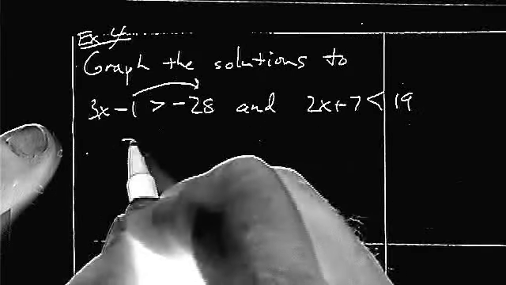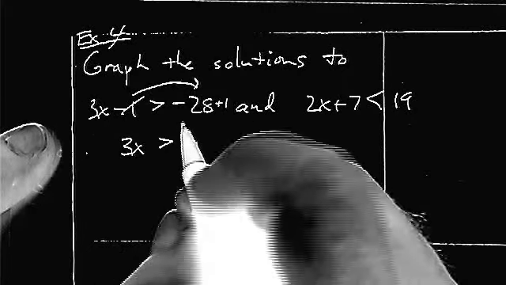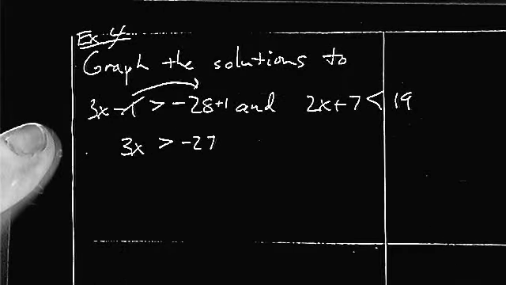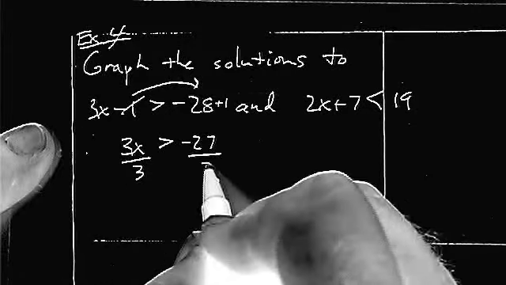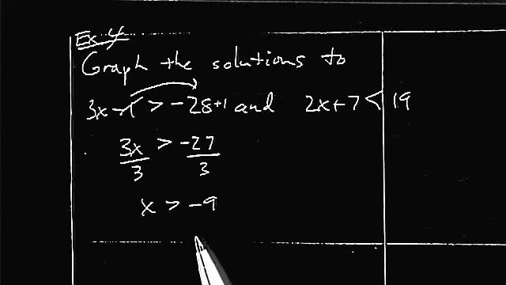Okay, so I'm going to add 1 to both sides, giving me 3x is greater than, I put the plus 1 over here, and that would give me negative 27. Divide by 3, divide by 3, x is greater than negative 9. So should I have flipped the sign right there?